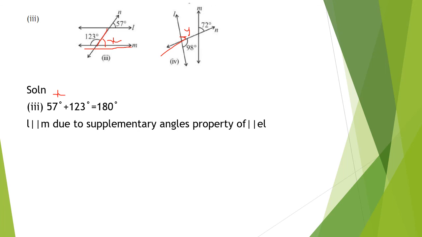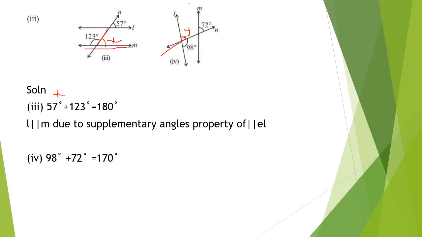Here also we can give it y if you want. So this 98 plus y should be equal to 180 degrees. Why? Because this is a linear pair. So for the value of y we are giving 72 because it's a corresponding angle. So y also should be equal to 72 degrees.